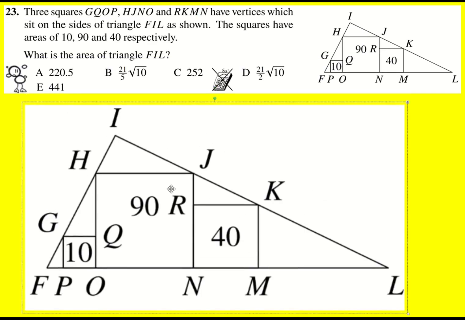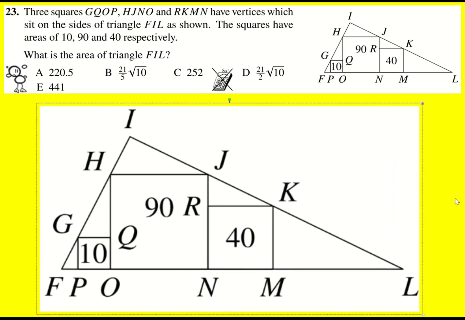Right, we have a triangle with some squares drawn in it, and we're asked to find the area of the whole triangle. So I already know some areas, so if I can work out the area of all the triangles, I can add them all together to get the area of the bigger triangle.